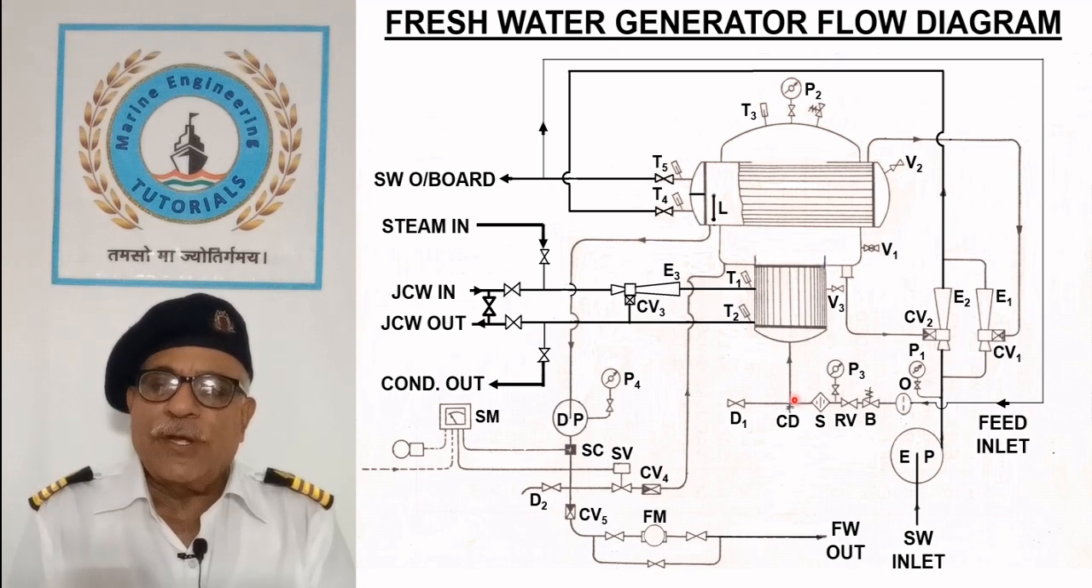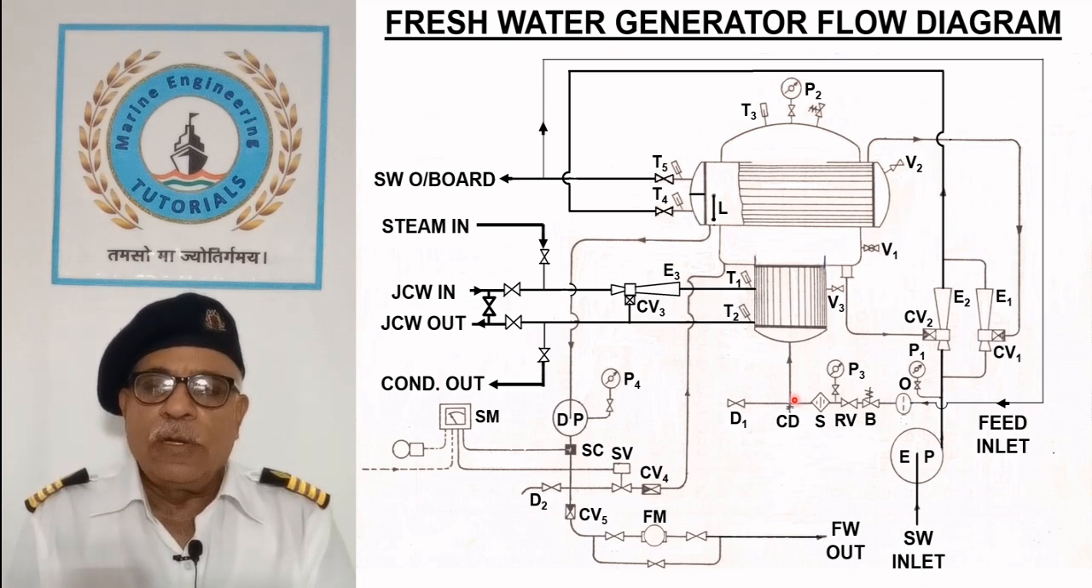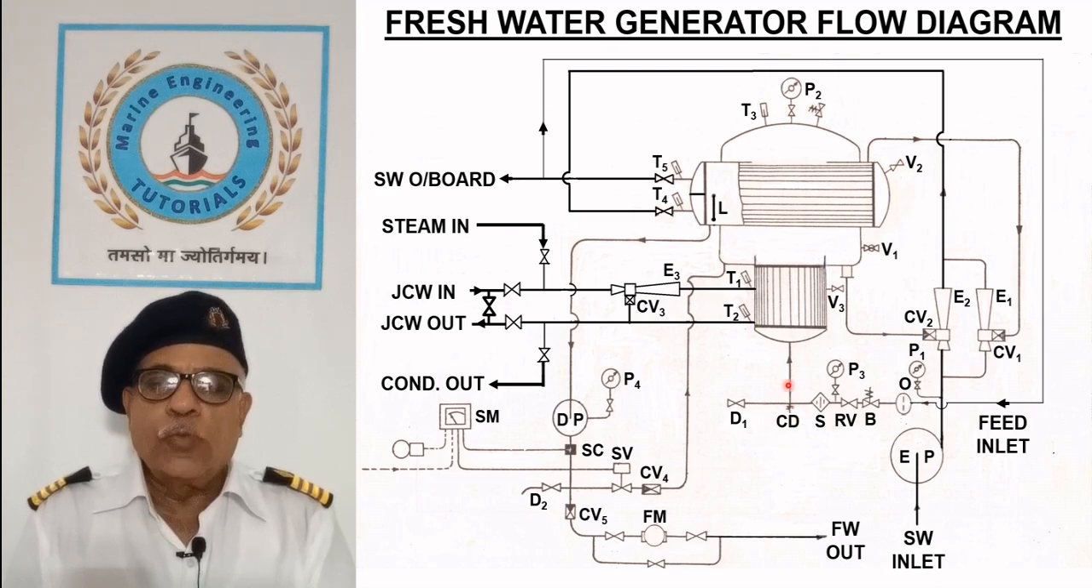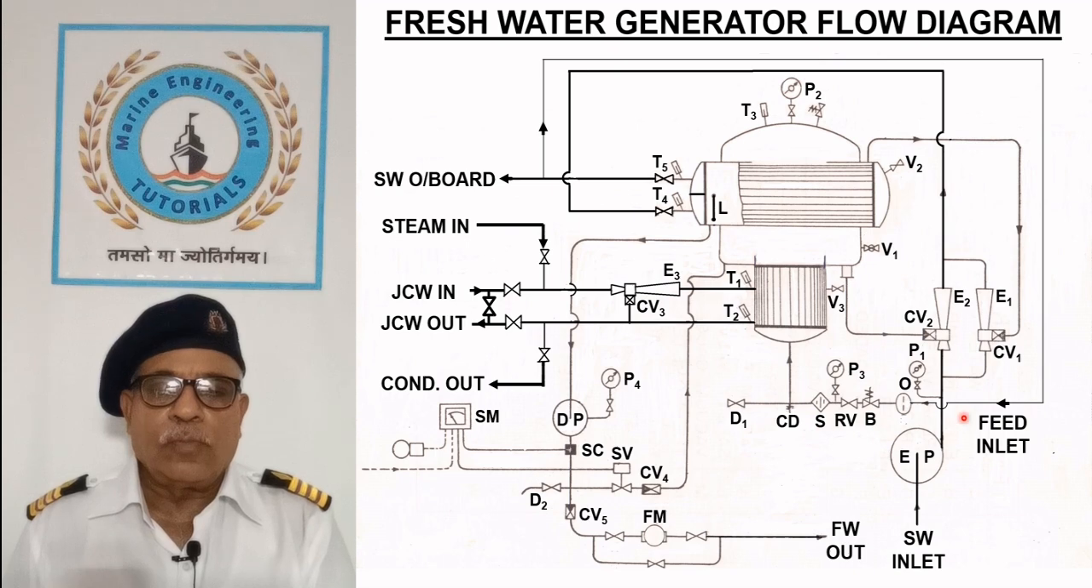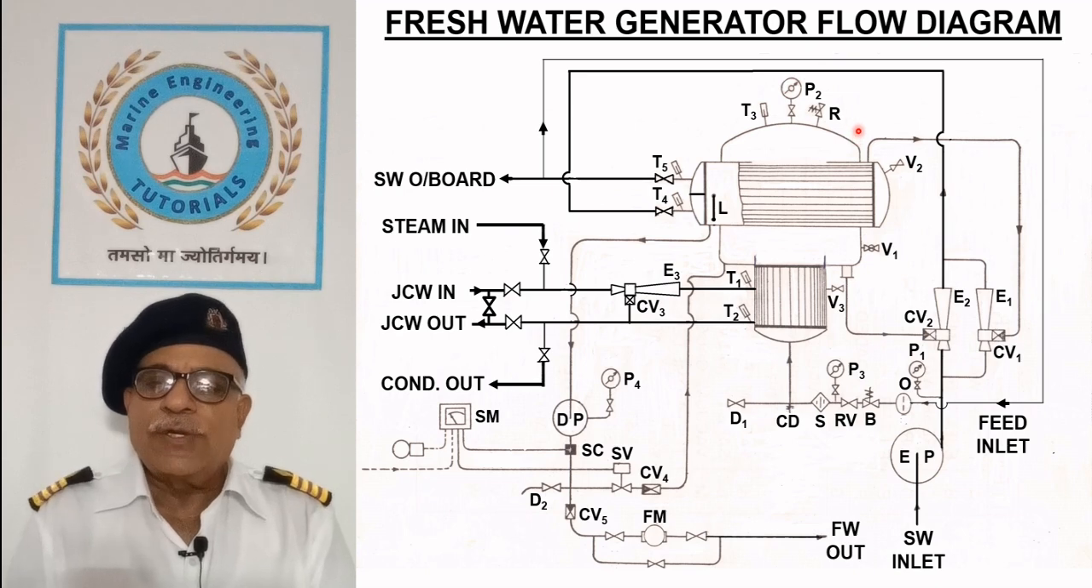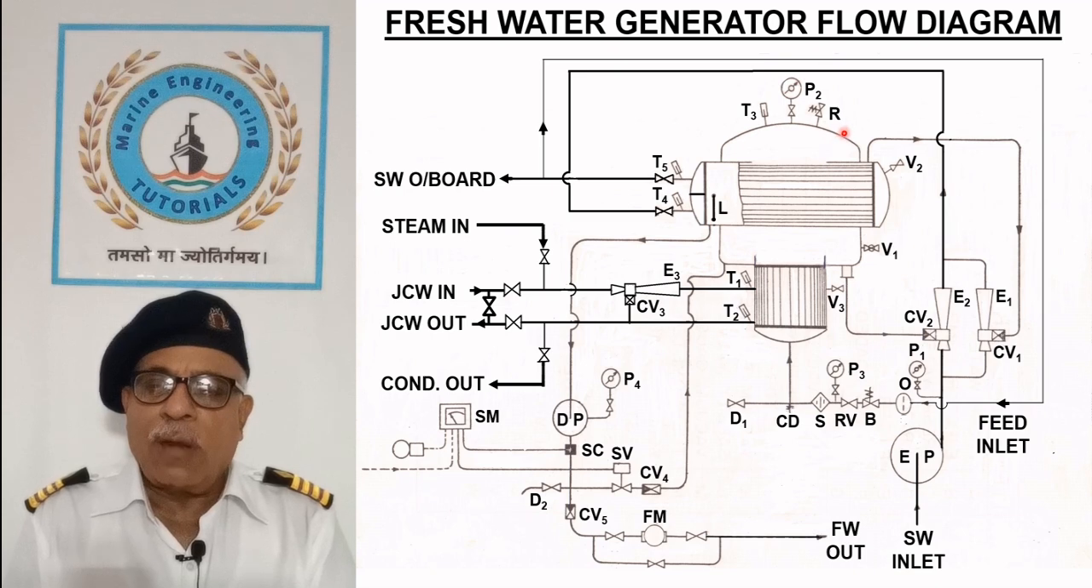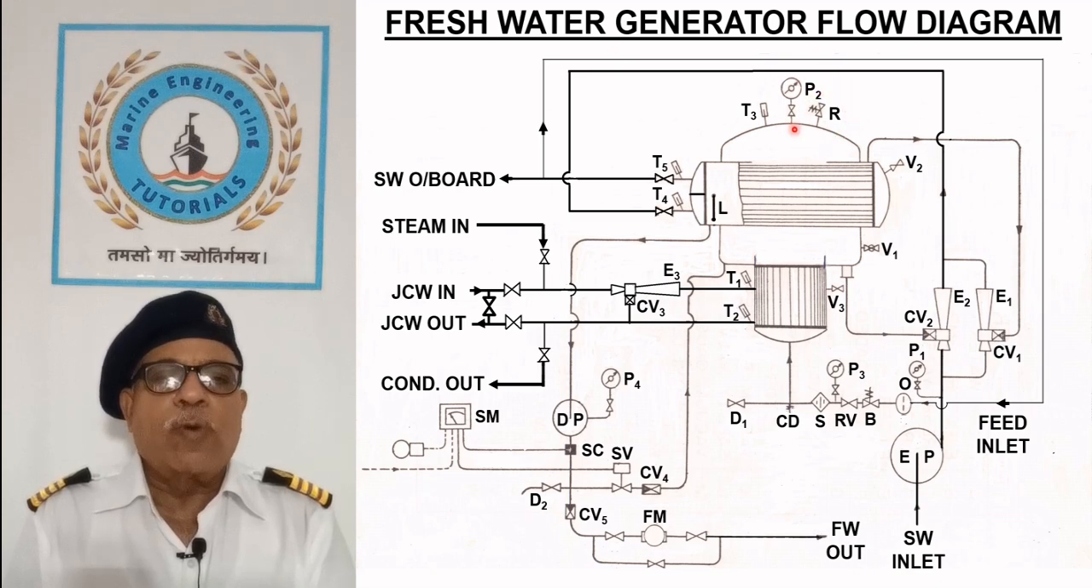While the freshwater generator is in operation, the chemical dosing pump CD continuously doses chemical to prevent scaling in the evaporator tubes. The freshwater generator shell is protected by a relief valve against any overpressure.